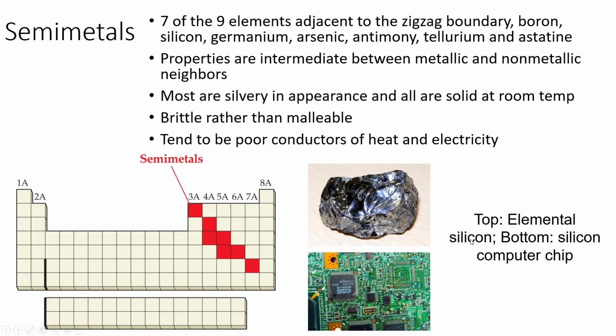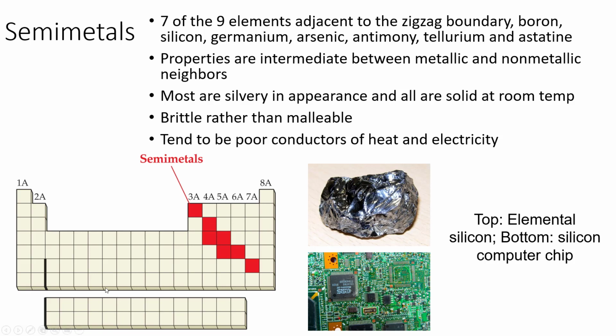So, for example, of our semimetals, we can see silicon here. So we can see this is our metallic silicon here, and we know that silicon can also be used to make the printed circuit boards for our computer chips. And so they have properties that are intermediate between metallic and nonmetallic. Most of them are silvery in appearance and are solid at room temperature.